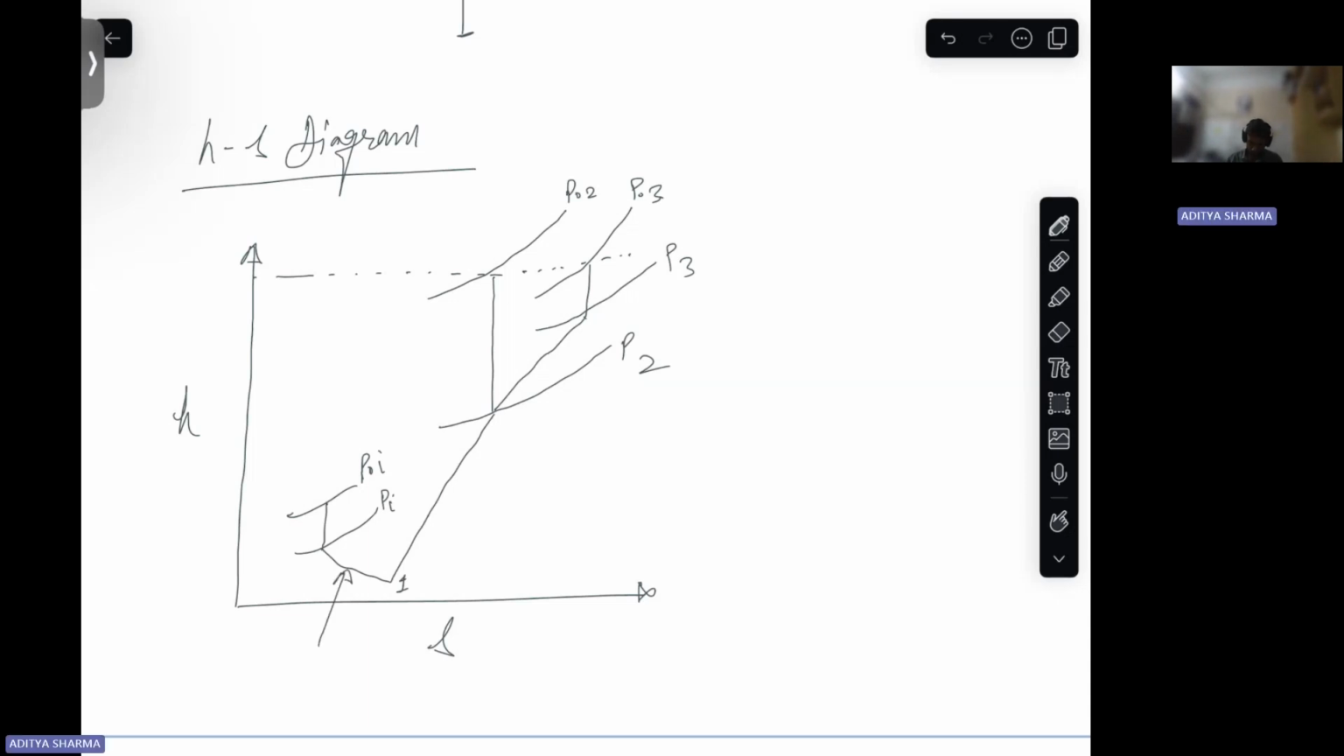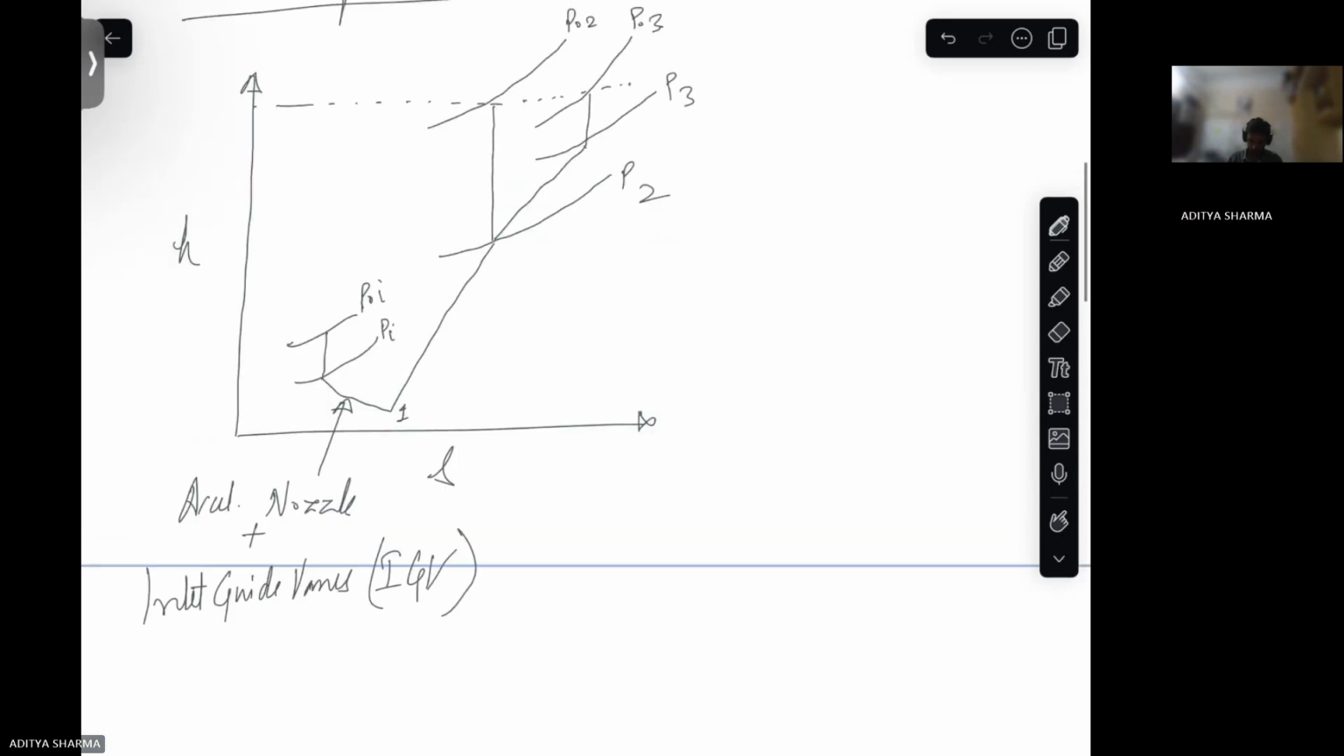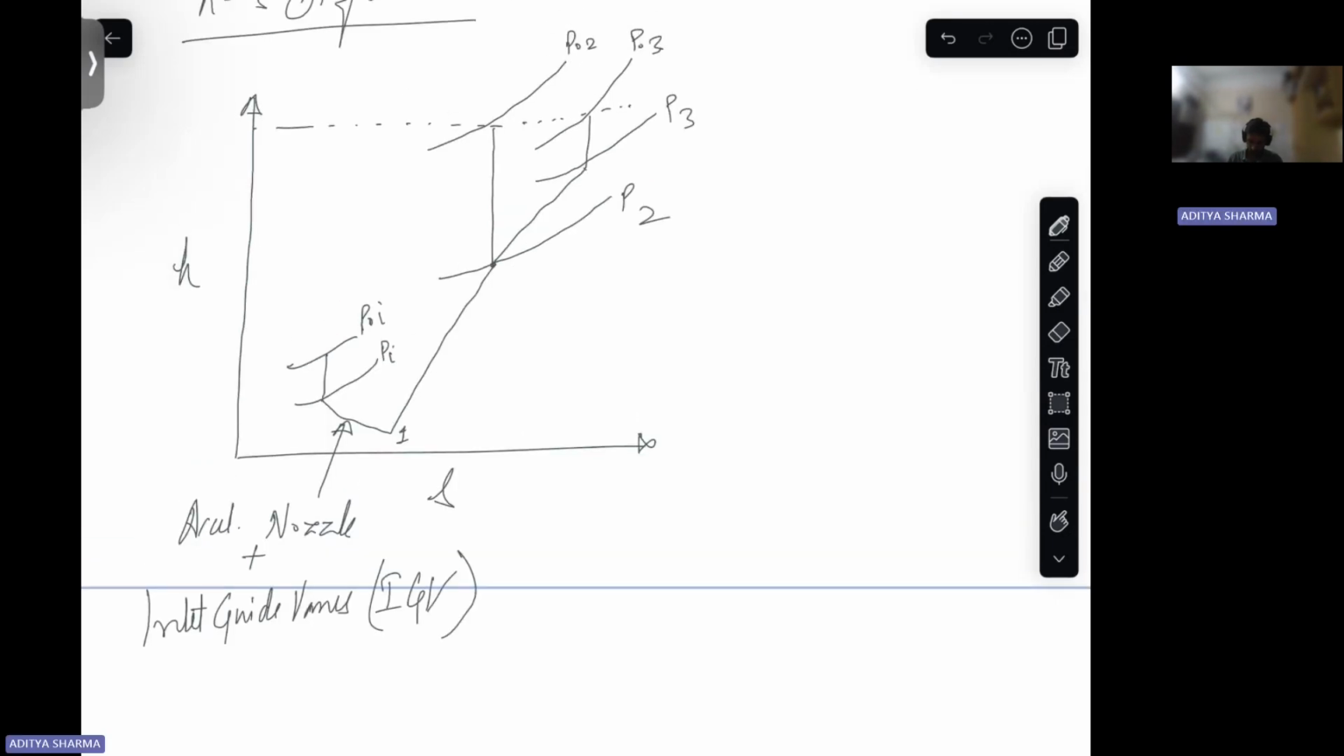So this is from your guiding vanes and your nozzle. Accelerating nozzle plus guide vanes. Inlet guide vanes, in short, we write it as IGV. Then this is for your impeller.